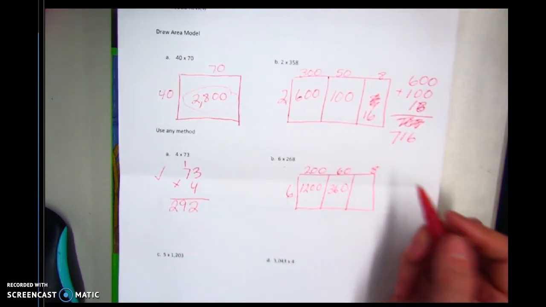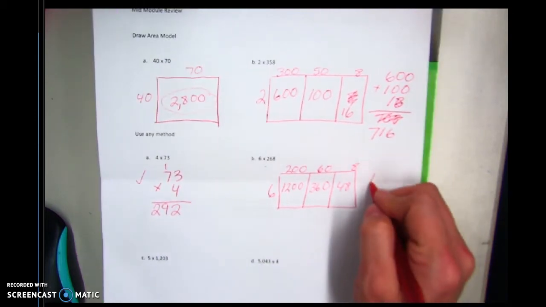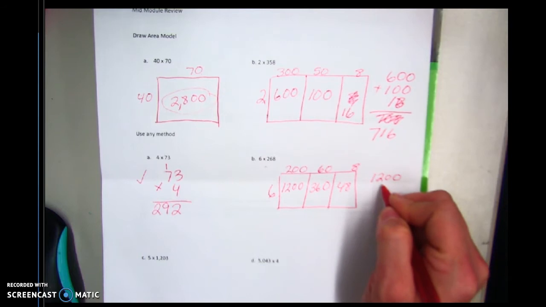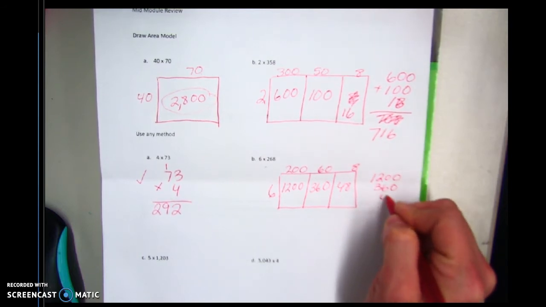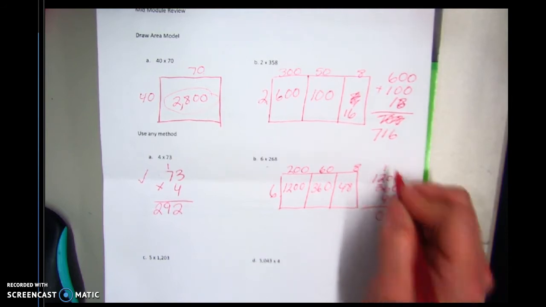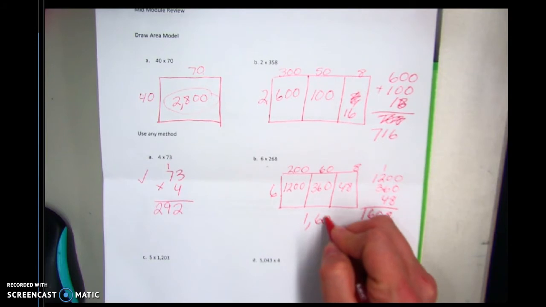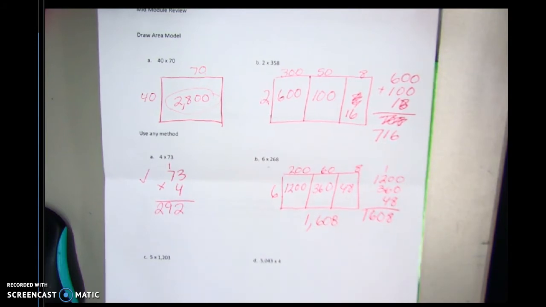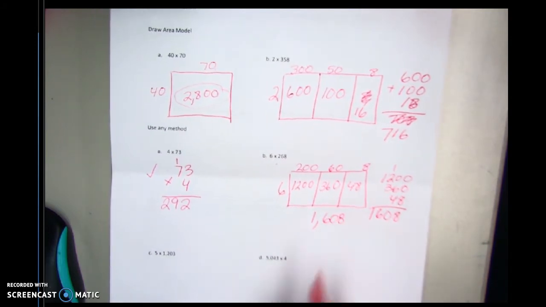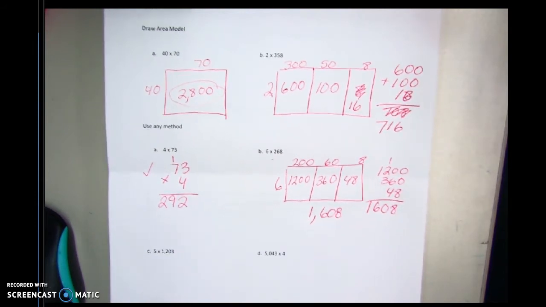And 6 times 8 is what? 48. Checking that multiplication. I'll line up my partial products. So I get 8, 10, 6, and 1. My answer is 1,608. As long as your answer matches, your answer is correct, because you can use any method.